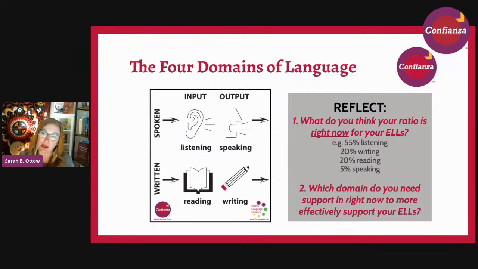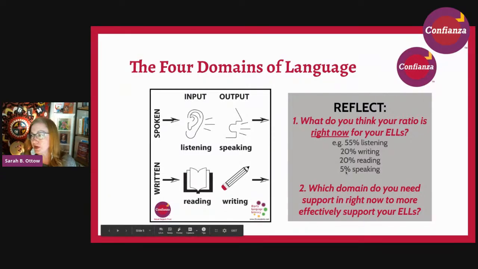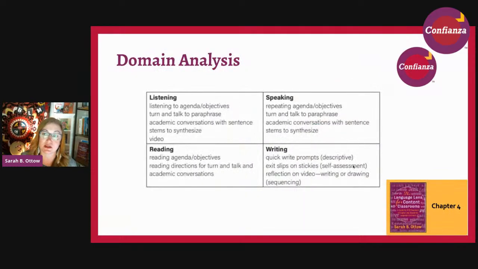And typically it's speaking. I mean, I do this pretty much every day in my career. I've been doing this for a really long time, both as a teacher and now as a coach. And speaking is overwhelmingly the domain that needs the most attention. So what I recommend is really getting down to the activities that you use and seeing where those gaps are so you can really improve your practice to boost that student discourse.